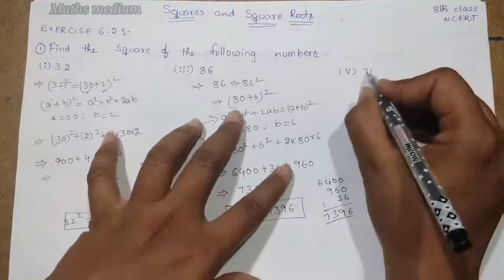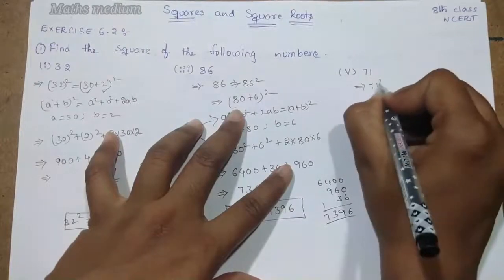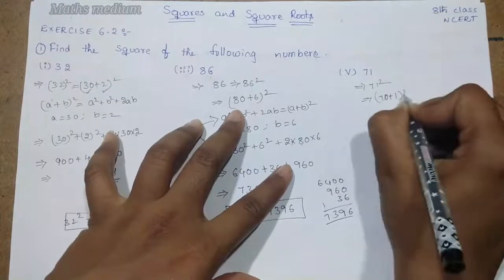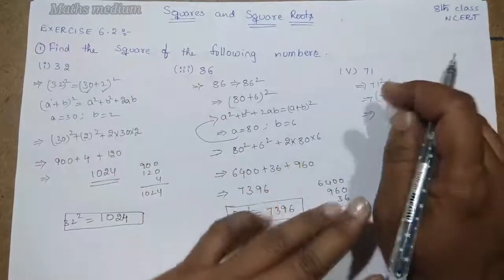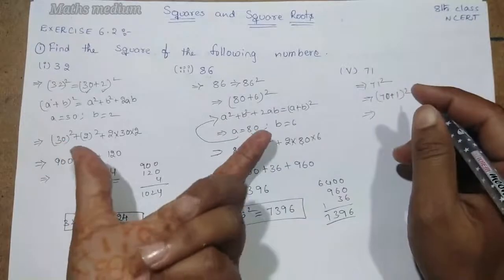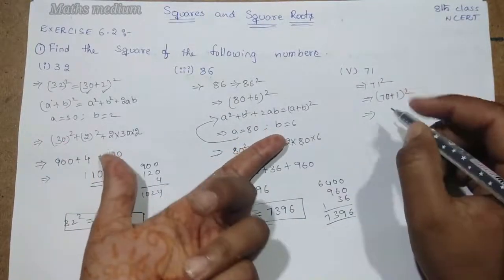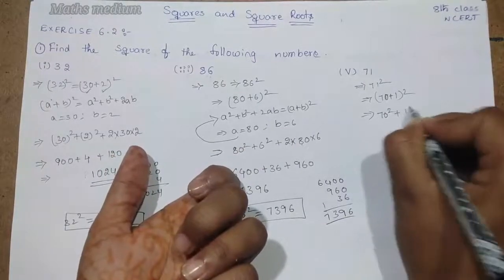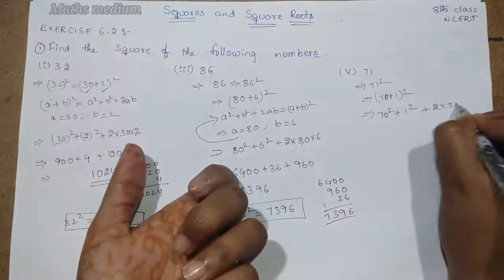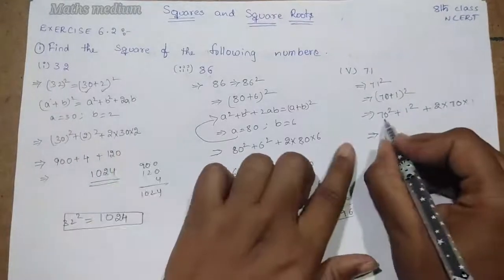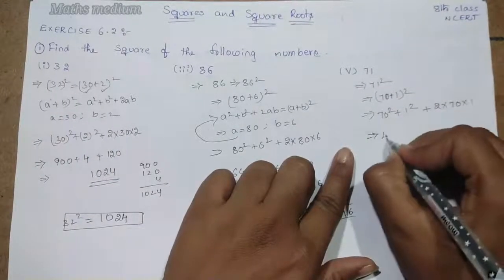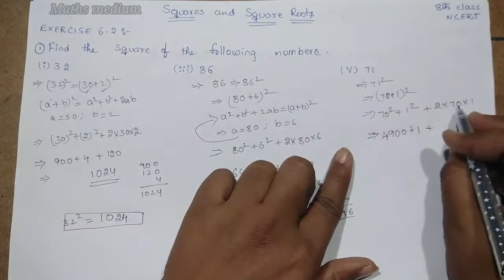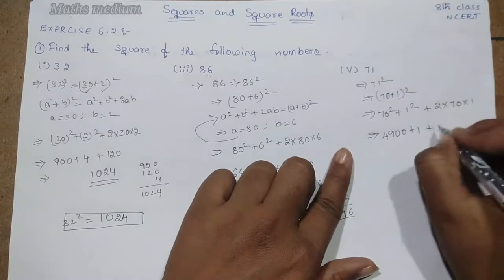Next coming to here 71. It implies 71 square. 70 plus 1 whole square. Now I am using it without the formula, because we already know the formula and already explained it in two problems. So that's why I am writing it directly. Now 70 square plus 1 square plus 2 into 70 into 1. 70 square is equal to 4900 plus 1. 2 into 70, 140 into 1, it means 140.